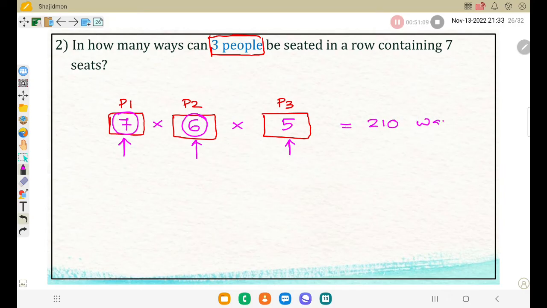10 ways he can sit. 10 ways he can sit totally. Hope you understood that one. 3 pupils, 7 seats. Okay.